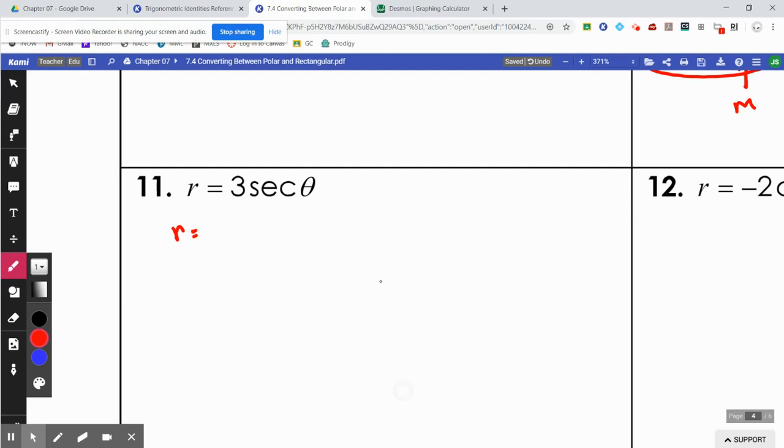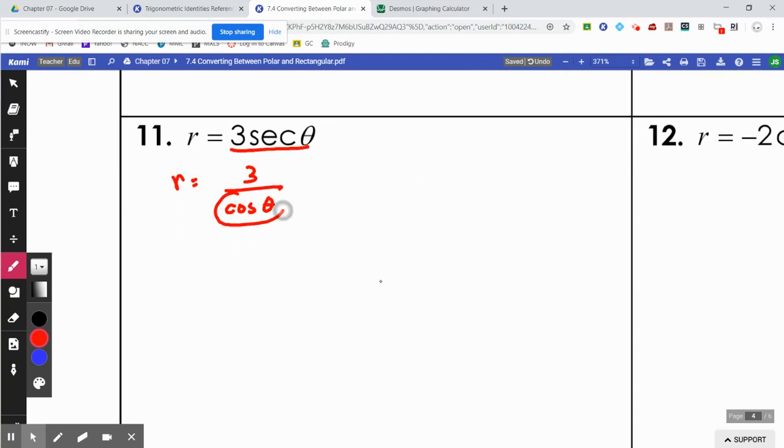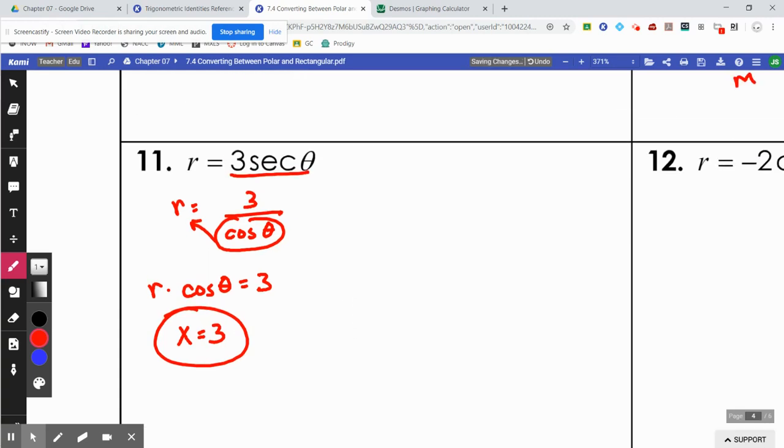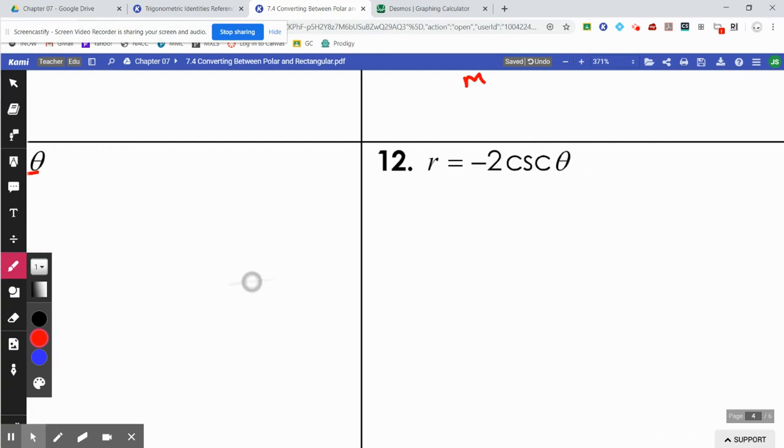r equals, if you were to write this and bring the secant to the bottom, that'd be 3 over the cosine. Okay, and now it's pretty easy. Let's take the bottom and move it over here by multiplying, and you have r times cosine theta is equal to 3. And if you remember, r times cosine theta is equal to x. So x equals 3. So try to make it fit one of those 4 formulas that they gave us, and then manipulate it from there.